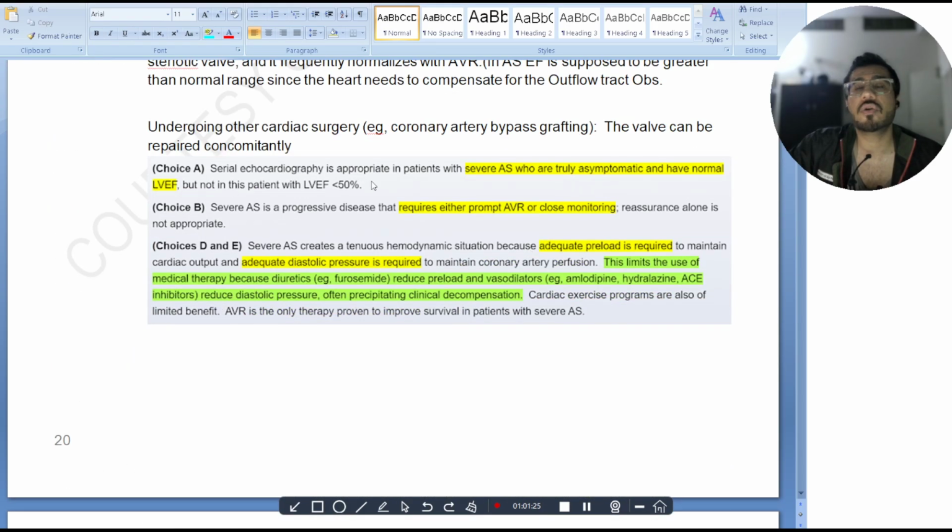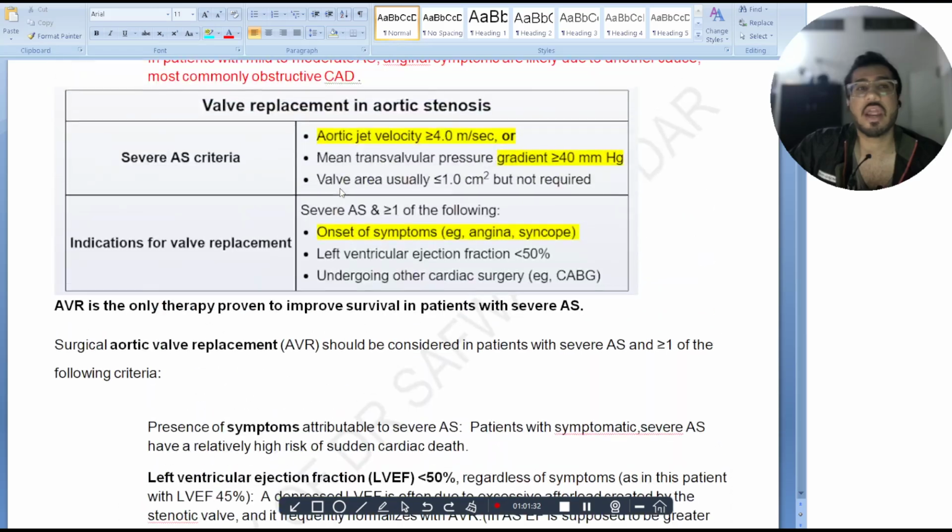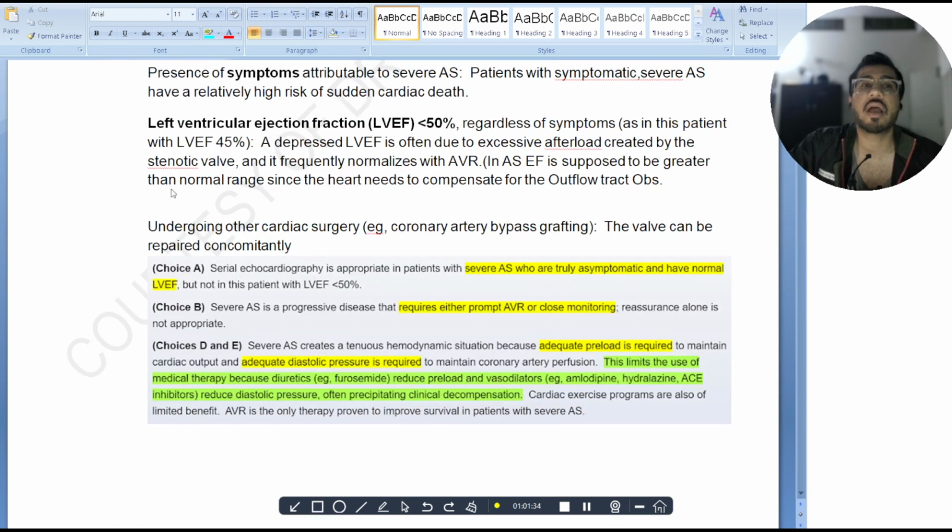Serial echocardiography. They most probably gave a patient in a question who had a left ventricular ejection fraction less than 50 and met the severe AS criteria, and they said, can we do a serial echocardiography just to monitor the patient? No, you need to replace the valve. Serial echocardiography is appropriate in patients with severe AS who are truly asymptomatic. That is, they're not having symptoms, or the ejection fraction is greater than 50 and have a normal left ventricular ejection fraction, but not in this patient with a left ventricular ejection fraction of less than 50.